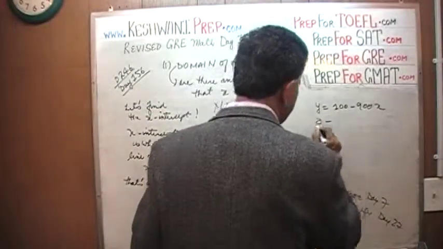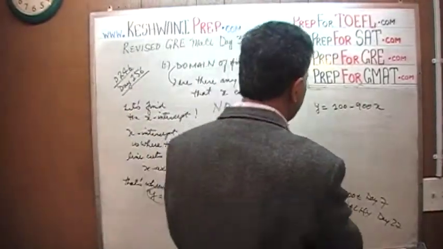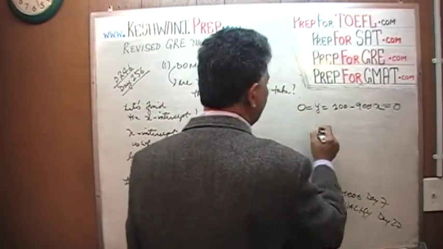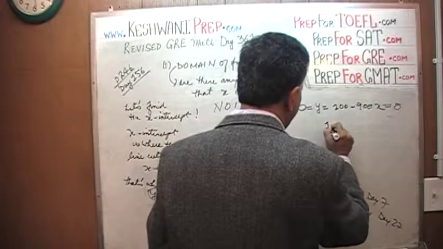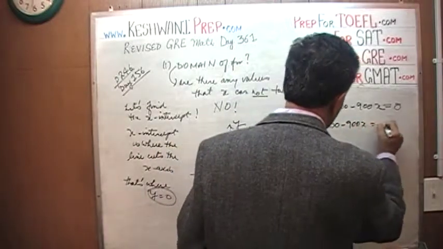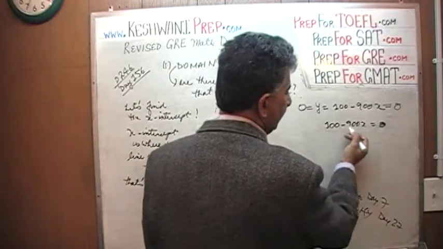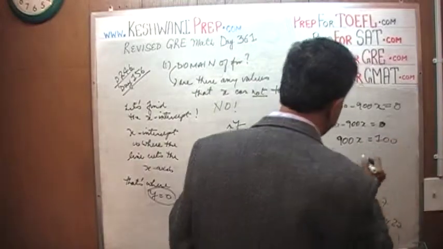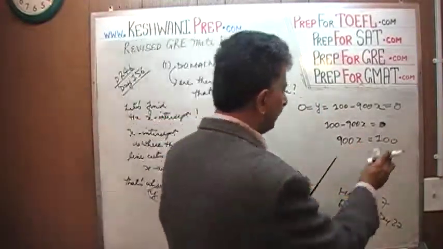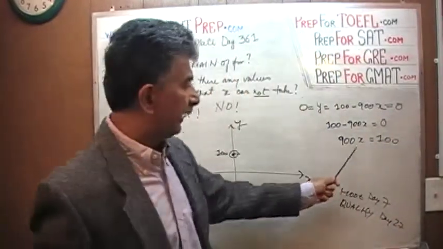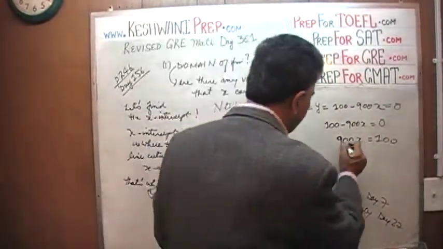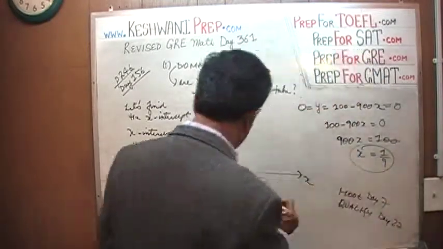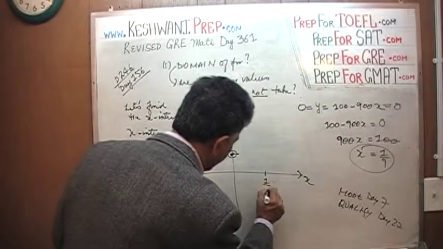So again, let's set y equal to 0 so that we can find the x-intercept. Y is equal to 0 here, which means 100 minus 900x equals 0. Bring the 900x to the other side and we find that 900x equals 100. Divide both sides by 100 first, and then divide both sides by 9, and x equals 1 over 9.